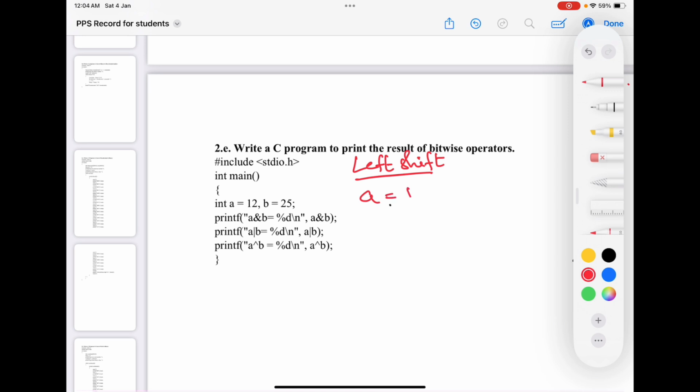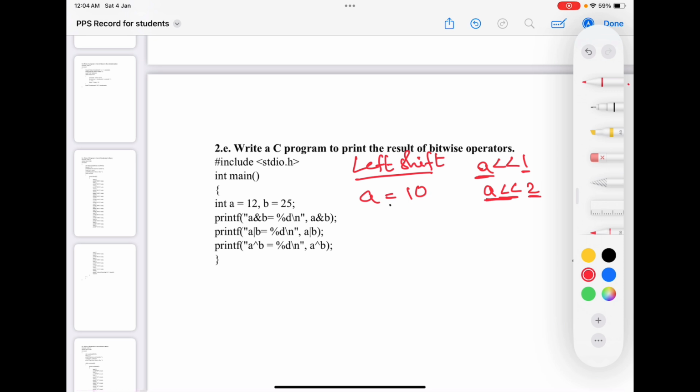A is equal to 10. So basically left shift is this: if the value of a variable is left shifted one time, then its value gets doubled. So we will shift the bits towards the left by the corresponding value. Let's say if I write A left shift 1, then the A value will be shifted towards the left by 1 bit. If I write A left shift 2, the A value will be shifted towards the left side by 2 bits.